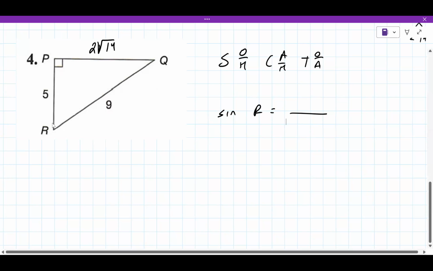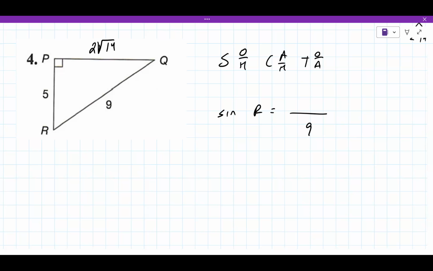Sine is opposite over hypotenuse. So here you are at R. Which side is opposite? Which is the hypotenuse? Well, 9 is the hypotenuse. Good. So which of these two other ones is the opposite? The opposite is like furthest away. 2 square root of 14. Good.